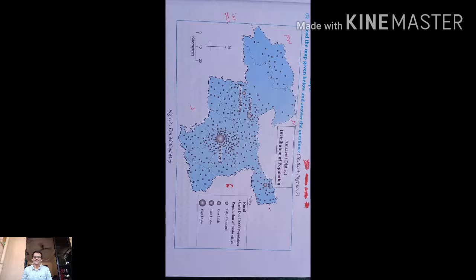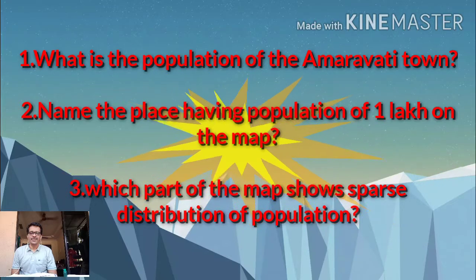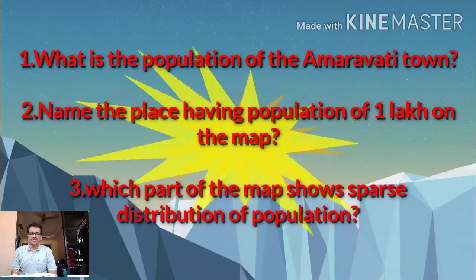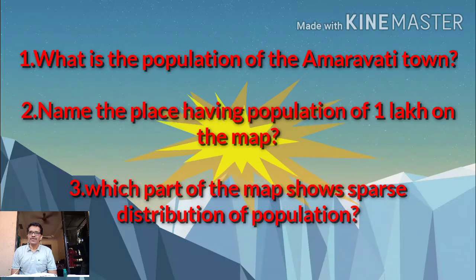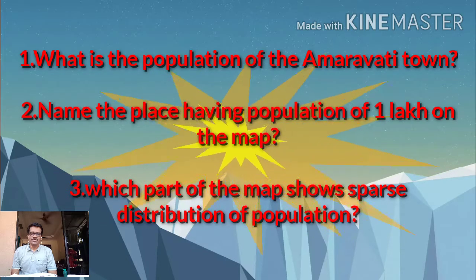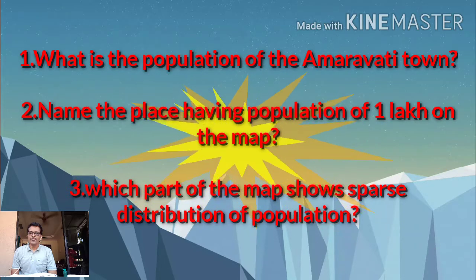Now the last questions for you. Read the map given below and answer the questions. The map is given to you in your textbook, page number 2. Observe it carefully and write down the answers. The questions are given below the map. What is the population of Amravati town? Second one, name the place having a population of 1 lakh on the map. And third one, which part of the map shows sparse distribution of population?